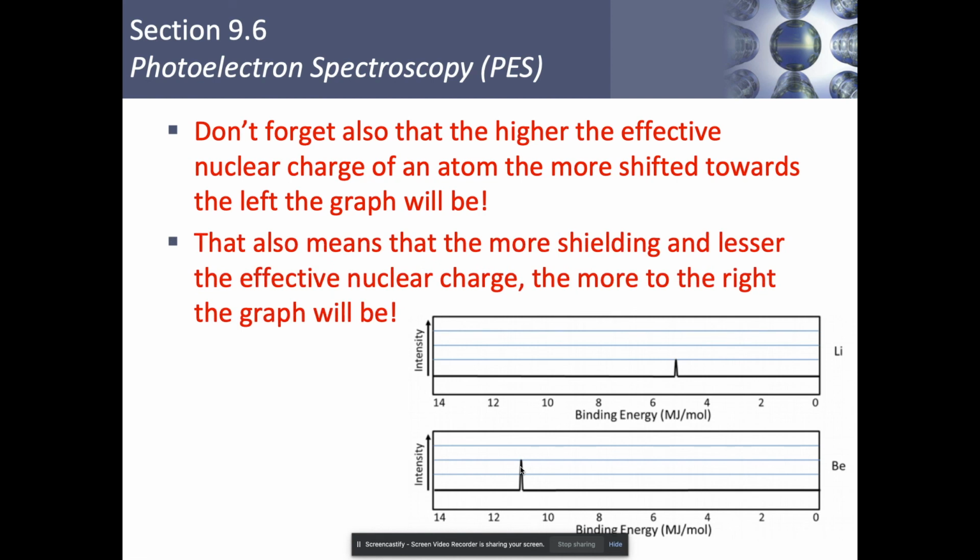And again, also remember, the more shielding that something has, the lesser the effective nuclear charge will be. Okay, so again, they're kind of opposites. The higher the effective nuclear charge, the more shifted to the left. The more shielded it is, the further to the right it will be instead.